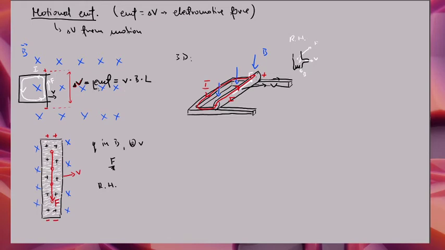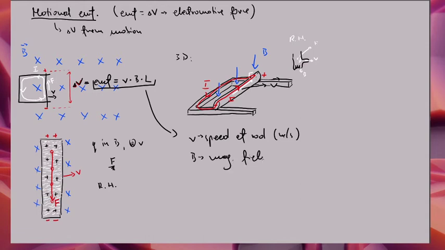So I'm going to box this off. And here, V is the speed of the metal rod. This has to be in meters per second. B is the magnetic field, and this is in Teslas. L is the length of the rod, and that's just in meters.